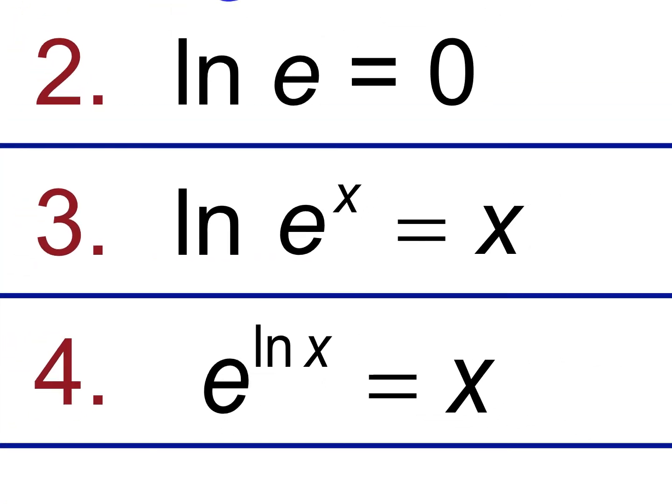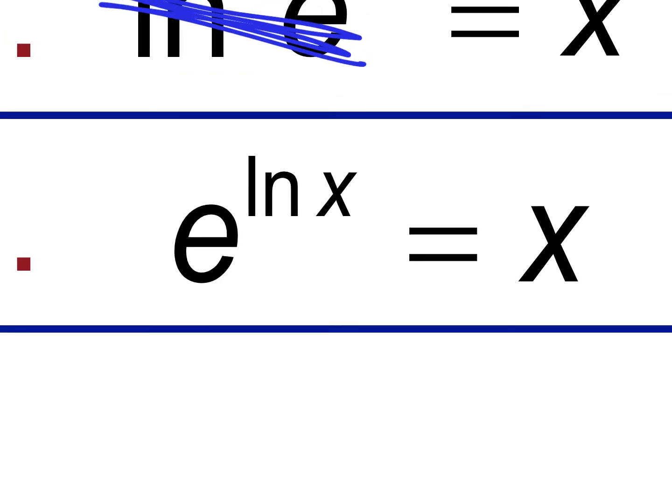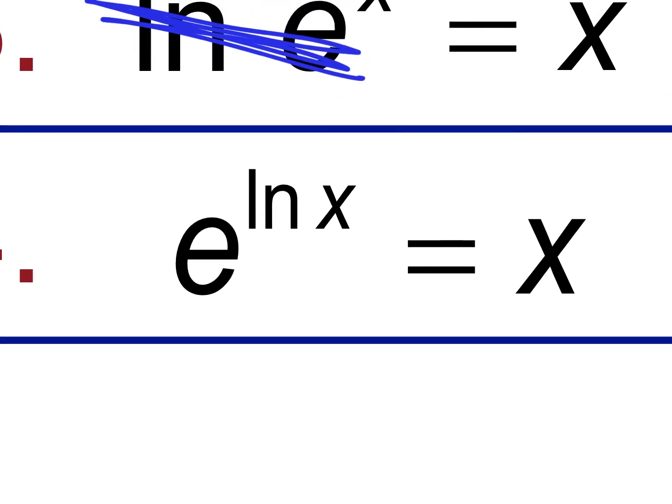What do you notice here? ln and e to the x. They're what of each other again? They're inverses, correct? So what happens here? They just cancel out. What about here? e to the ln. What happens? Cancels, and that equals x, whatever it is.